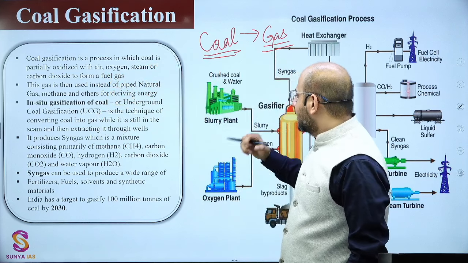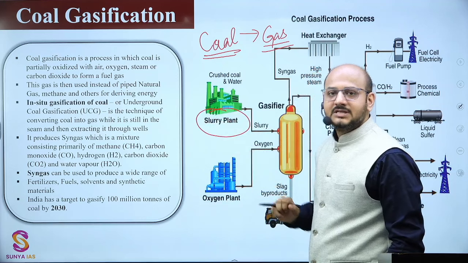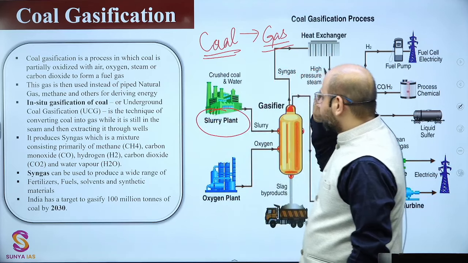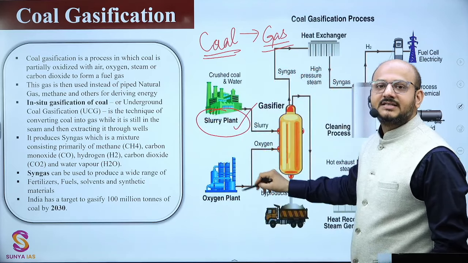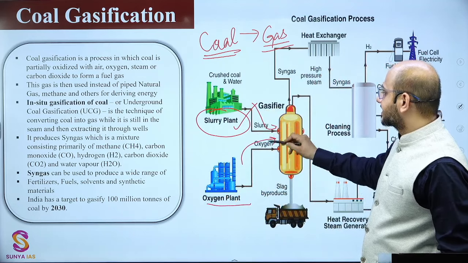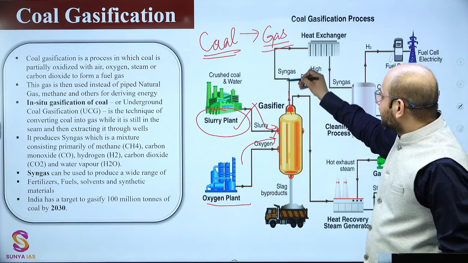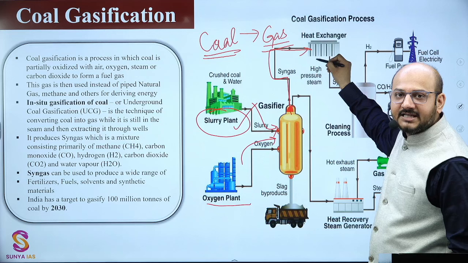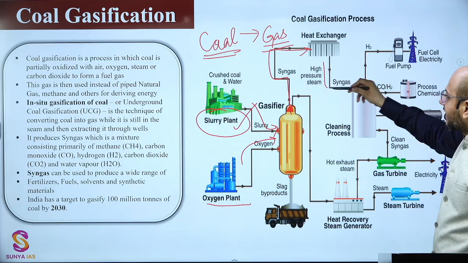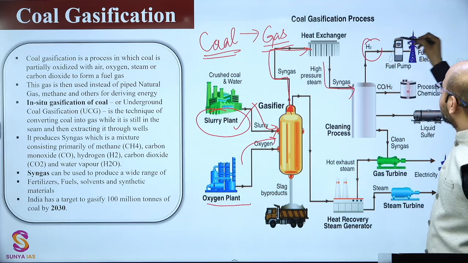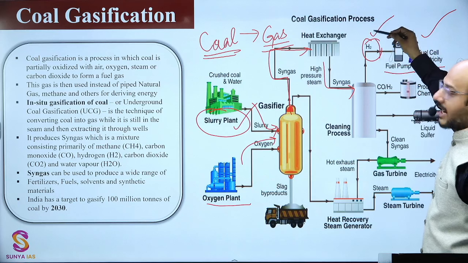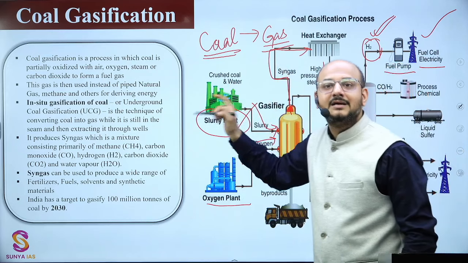Another method is the slurry plant, where coal slurry, basically crushed coal mixed with water, is oxidized with oxygen in the gasifier and converted into syngas. Here also heat exchange happens, and that heat can be utilized somewhere else. High pressure steam and syngas are produced here. Hydrogen can be used in fuel cells and for electricity, although it would be called gray hydrogen.